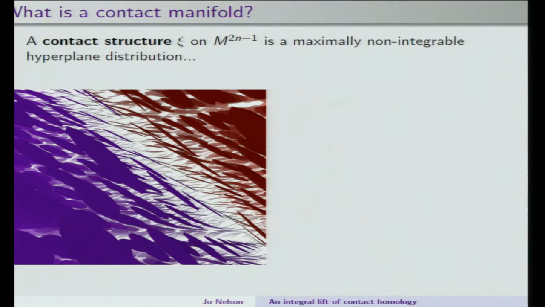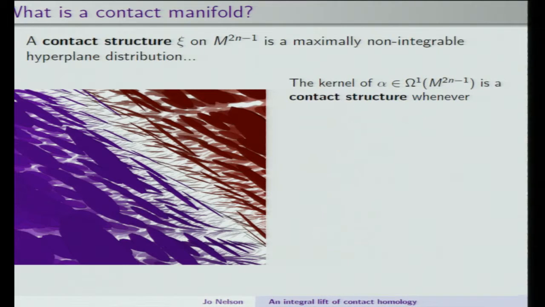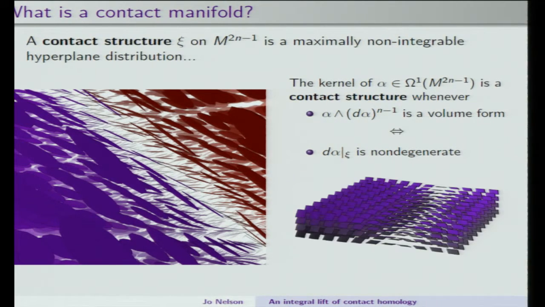And it would be kind of awkward as a contact geometer if I had to carry all these planes around with me everywhere. And you would want a better way to check that something is maximally non-integrable. And luckily, we can do this with contact forms. So the kernel of a one form is going to be a contact structure whenever alpha wedge d alpha to the n minus 1 is a volume form. And this is equivalent to d alpha restricted to C being non-degenerate.